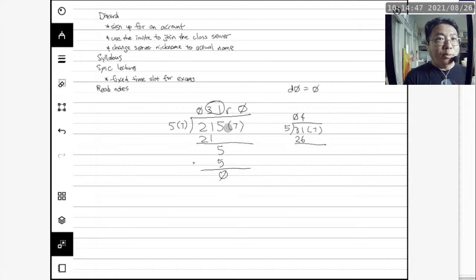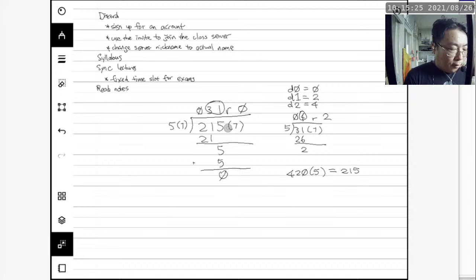But in this case, when we borrow, we are not borrowing a 10, we are borrowing a quantity of 7. 7 plus 1 is 8. 8 minus 6 is a 2. So we have a remainder of 2 here. So that means D1 is going to be the remainder, which is a 2. And because the quotient is a 4, which is less than the base that we want to convert to, which is 5, now we know that D2 is just 4. So according to this, 420 in base 5 should be representing the same value as 215 in base 7.